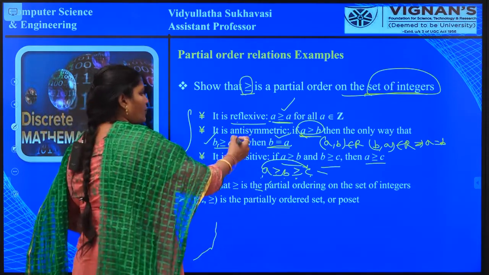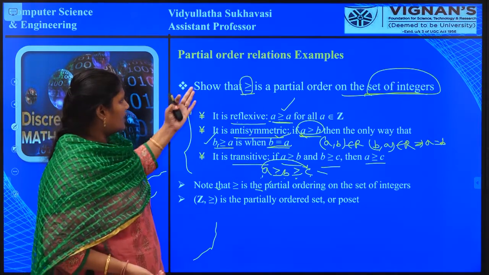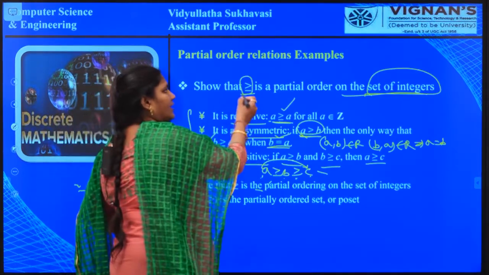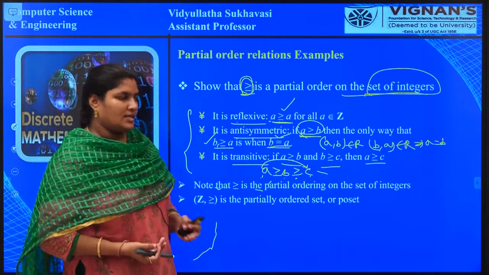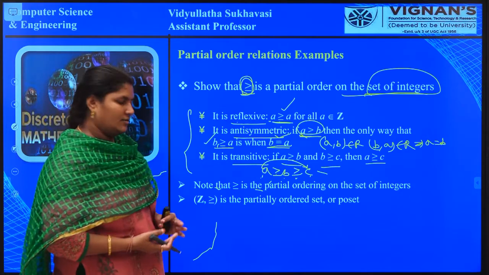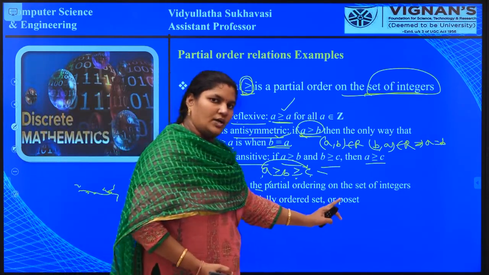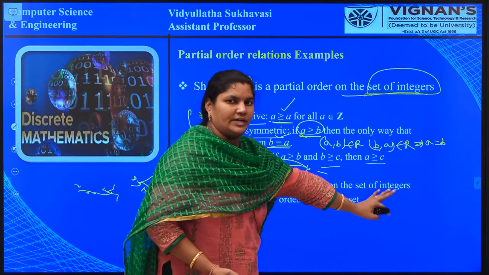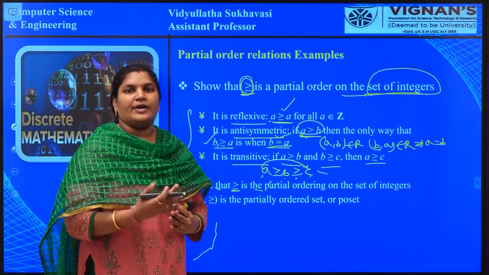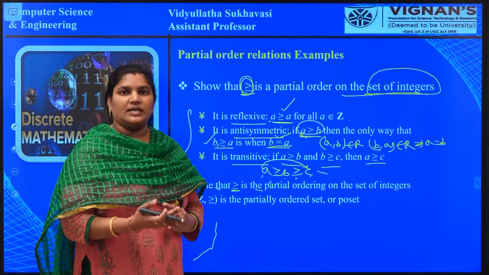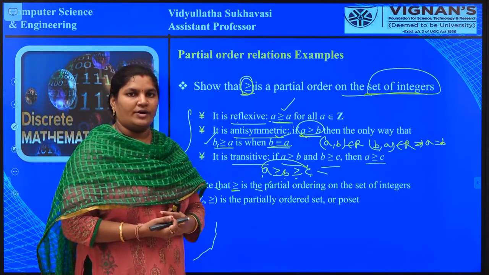Since the reflexive, antisymmetric and transitive properties are satisfied for the given relation R, that is the greater than or equal to condition, it is a partial ordered relation. Greater than or equal to will be called a partially ordered relation for the set of integers. That means if you apply greater than or equal to for a domain of the set of integers, then for all the values it will satisfy the partially ordered relation.